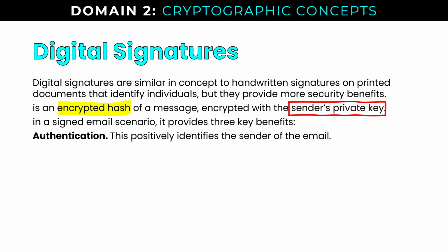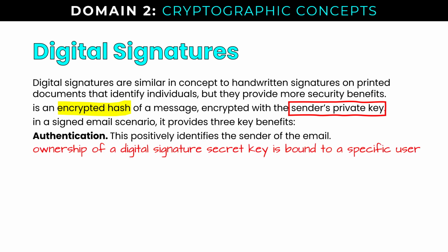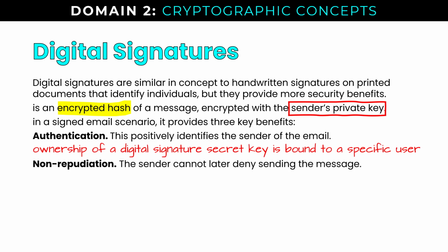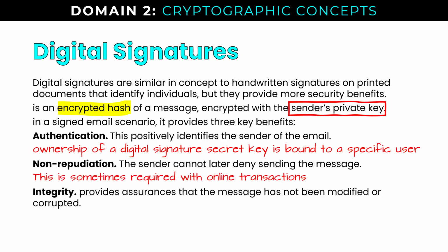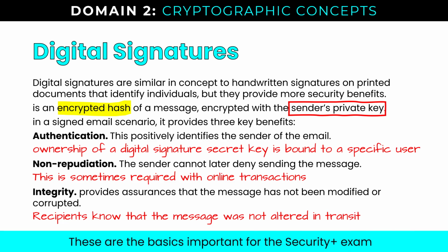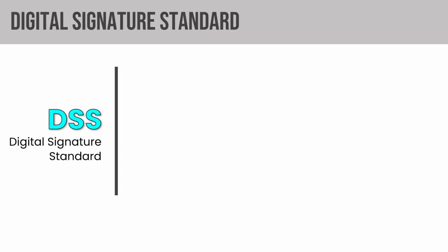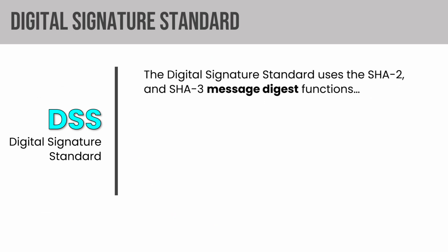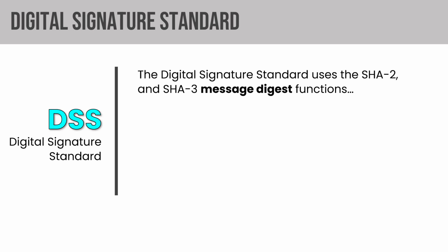3 benefits. Authentication, so it positively identifies the sender of the email. Ownership of a digital signature secret key is bound to a specific user. Non-repudiation, so the sender can't later deny sending the message. This is sometimes required with online transactions. And integrity, it provides assurances that the message has not been modified or corrupted, so recipients know that the message was not altered somehow in transit. These are the important basics for the Security Plus exam. I'm going to mention briefly the digital signature standard. The DSS uses SHA-2 and SHA-3 message digest functions.